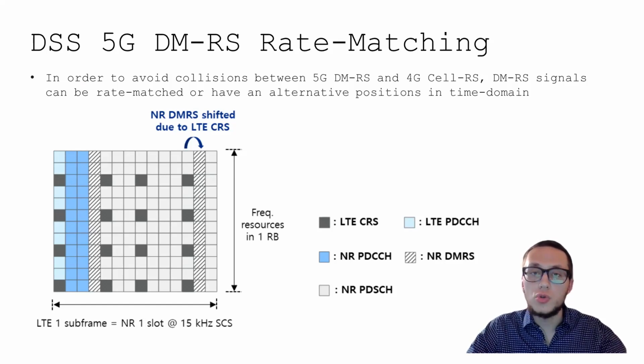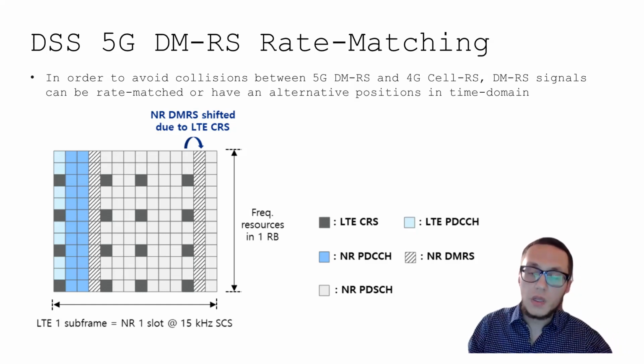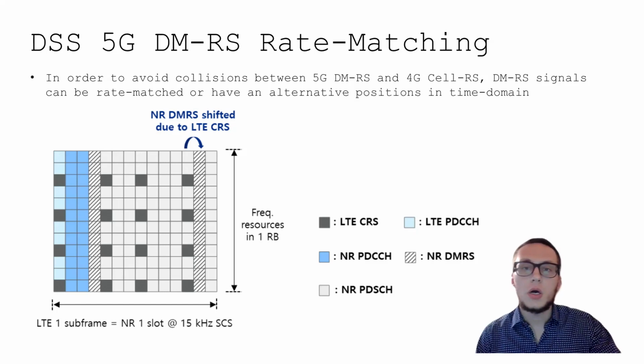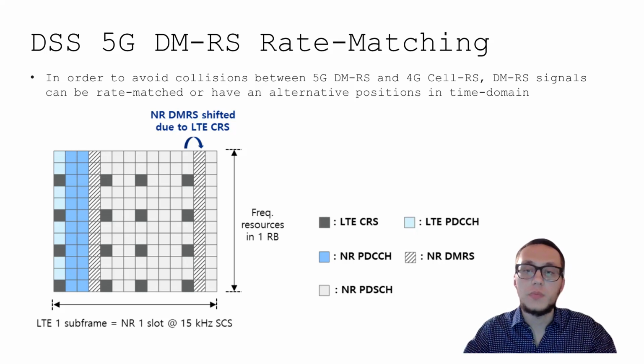In addition, in some cases, we may need to apply DMRS rate matching. I mean, to use alternative positions of DMRS PDSCH 5G signals to avoid collisions between DMRS and cell reference signals. This information can be sent to user equipment via control information, and user equipment should be able to receive, understand and work with alternative DMRS positions.